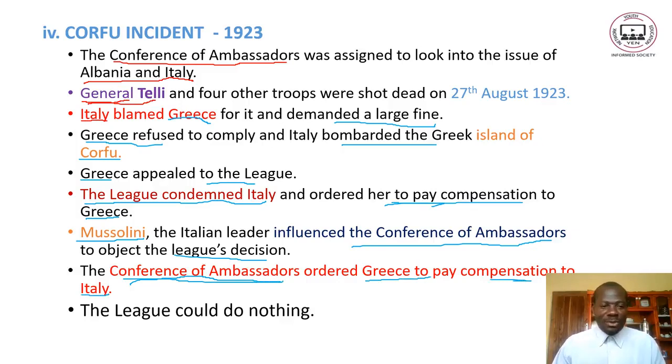So you can see what is happening. It's like a confusion. It all started with Mussolini, the Italian leader, who convinced the Conference of Ambassadors to object to that decision of the League and make it vice versa. So after that objection, the League could do nothing. And what does that mean? It failed to make peace between the countries.